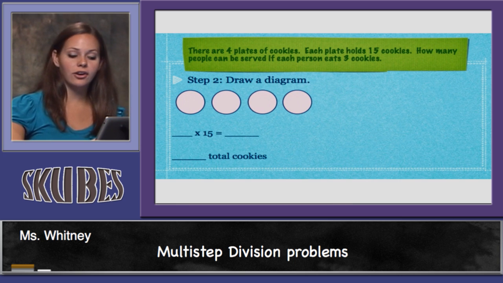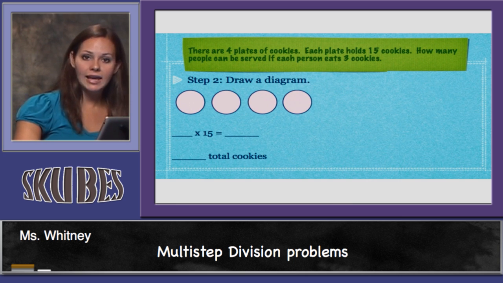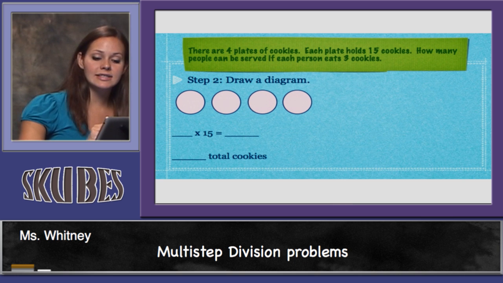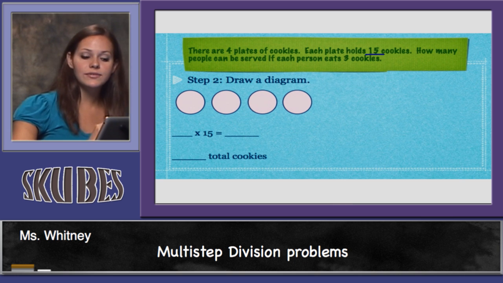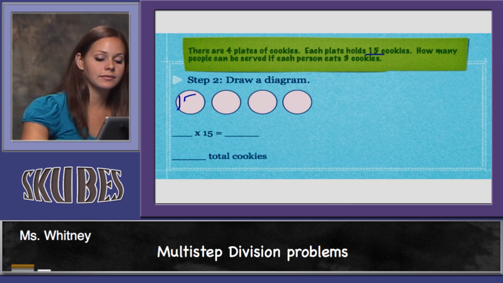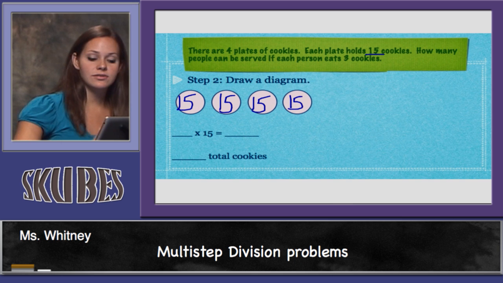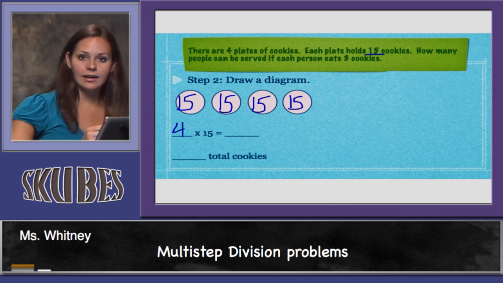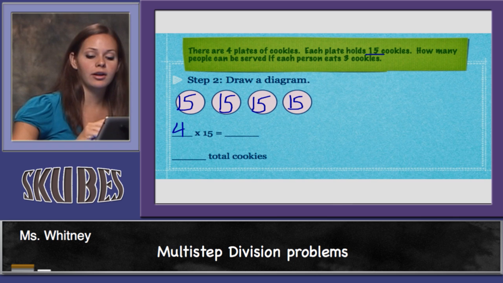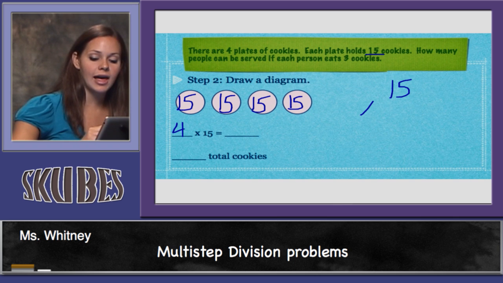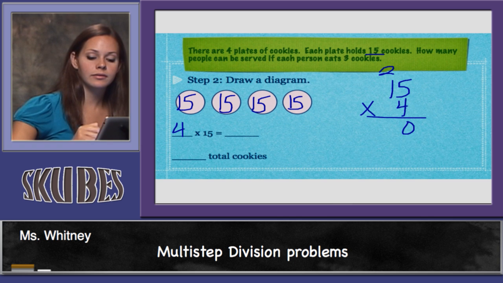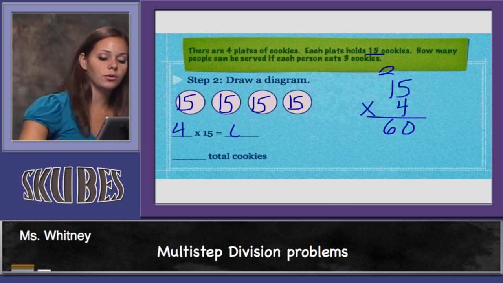Next, I'm going to draw a diagram. I have 4 plates, and in my problem it says that each plate holds 15 cookies. So that's 4 groups of 15. I need to find out my total number of cookies. So I'll multiply. That's a total of 60 cookies.